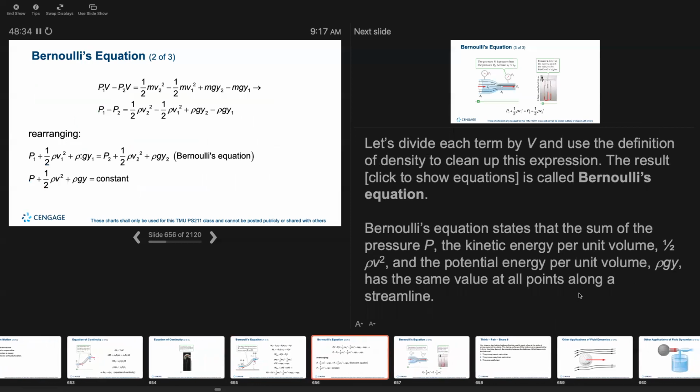Let's divide each term by V and use the definition of density to clean up the expression. The result is called Bernoulli's equation. Bernoulli's equation states that the sum of the pressure P, the kinetic energy per unit volume, 1/2 ρV squared, and the potential energy per unit volume, ρgy, has the same value at all points along the streamline.